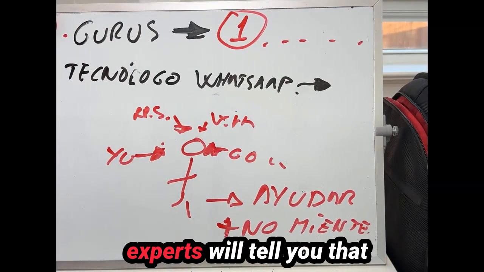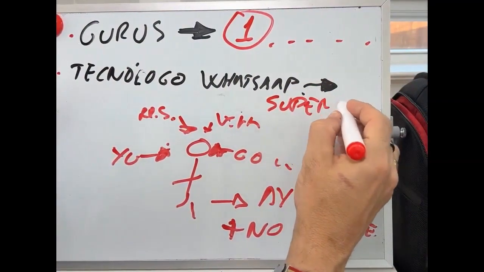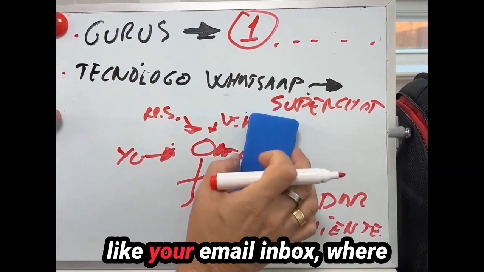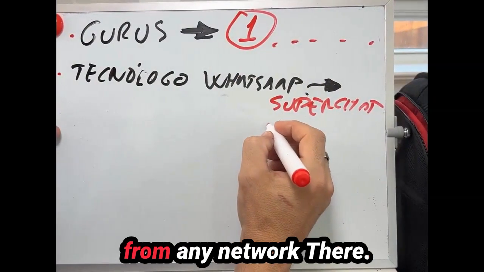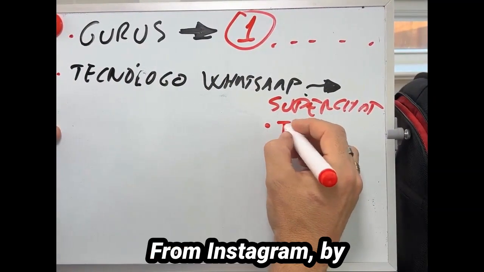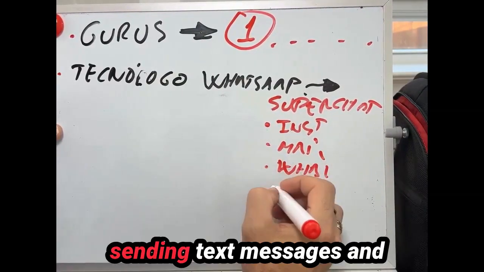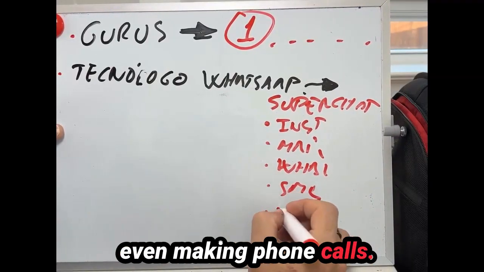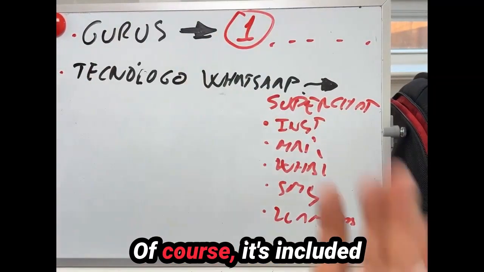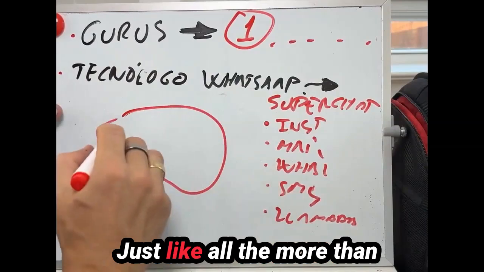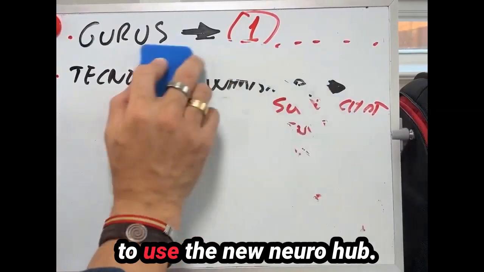The WhatsApp tech experts will tell you that WhatsApp is the best and that they have a super chat. A super chat is an inbox like your email inbox, where you not only have email, but you can also receive any type of message from any network there. From Instagram, by email, by WhatsApp, sending text messages, and even making phone calls. That's what a super chat is, of course. It's included within the NeuroHub, just like all the more than 200 tools you have included. You don't need to know about technology to be able to use the new NeuroHub.